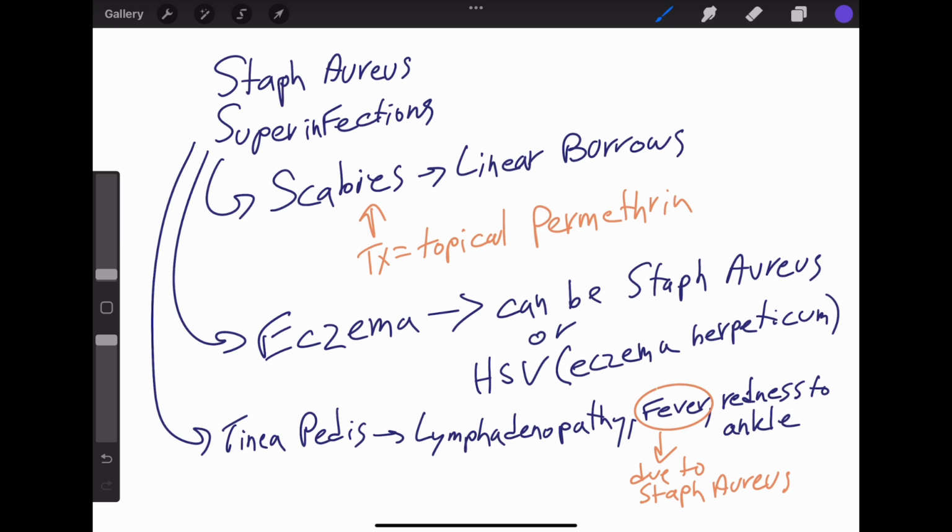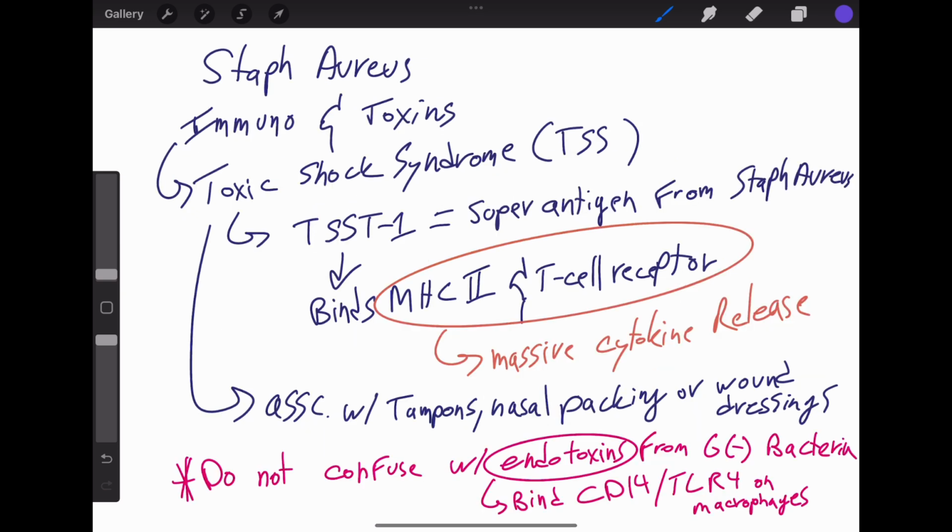Let's get into the immunology and toxins. For Staph aureus, you have to know toxic shock syndrome, TSS. This is caused by TSST-1 toxin. This is a superantigen from Staph aureus. This superantigen binds to MHC II and T cell receptors, which results in a massive cytokine release.